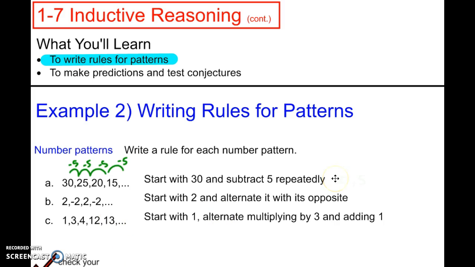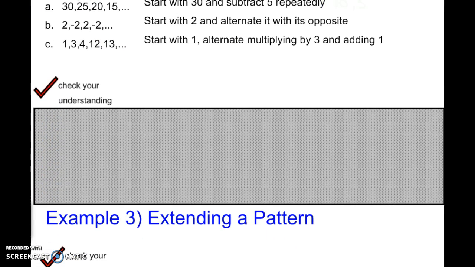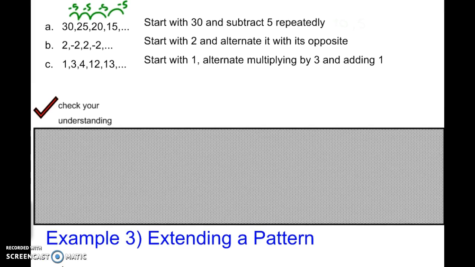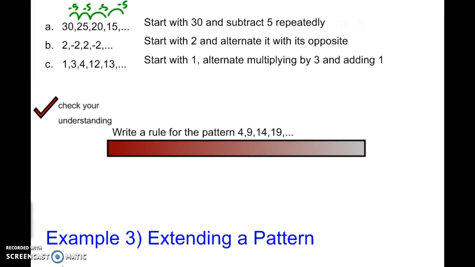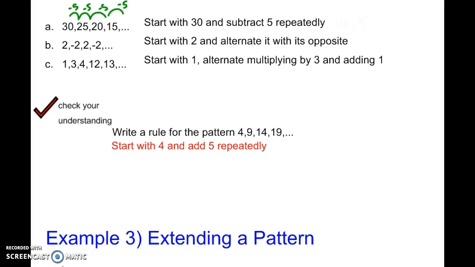Now it's your turn. Write a rule for the pattern 4, 9, 14, 19. This would start with 4 and add 5 repeatedly.